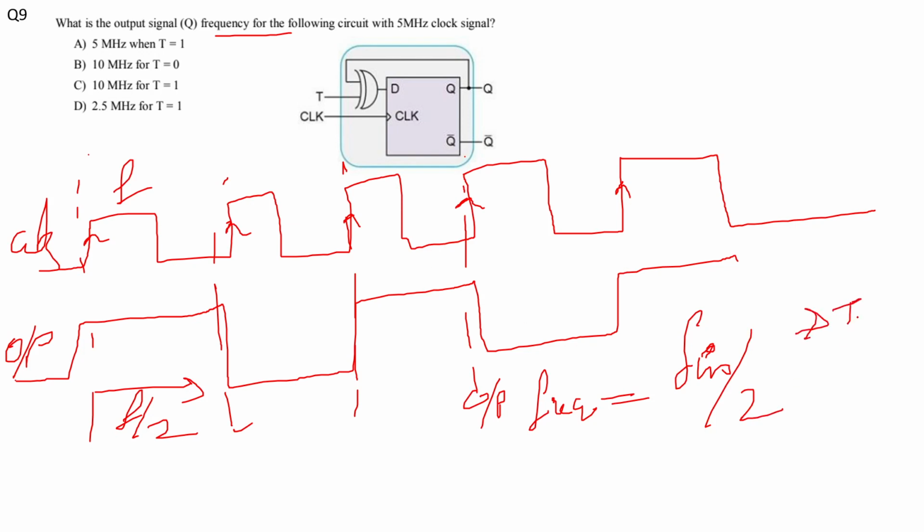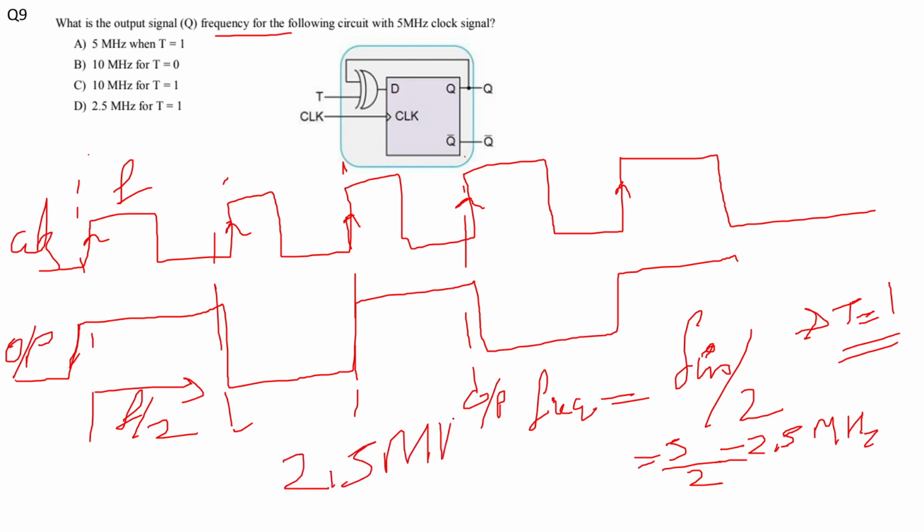So for T equal to 1 only toggling happens. So for T equal to 1 my output frequency will be my input clock frequency divided by 2. So clock frequency was 5, so 5 divided by 2, so it will be 2.5 megahertz for T equal to 1. So what I am doing here, this is my clock signal, and for every positive edge triggering there will be toggling. So here the toggling will occur, here the toggling will occur, here the toggling will occur. So that means my output frequency will be divided by 2 of the clock frequency. So that means my output frequency will be 2.5 megahertz, and this condition arises only when there is toggling, and toggling happens for T is equal to 1. So option D is my correct answer.